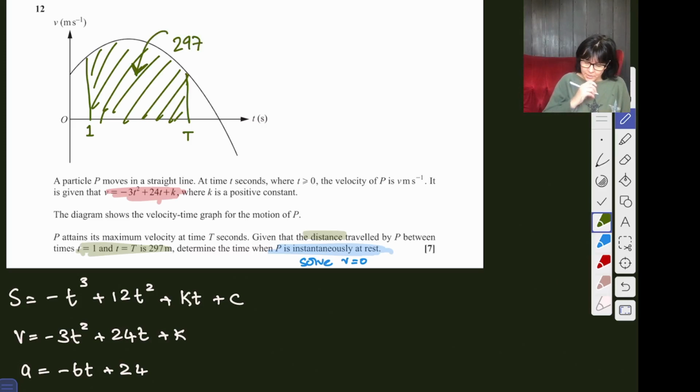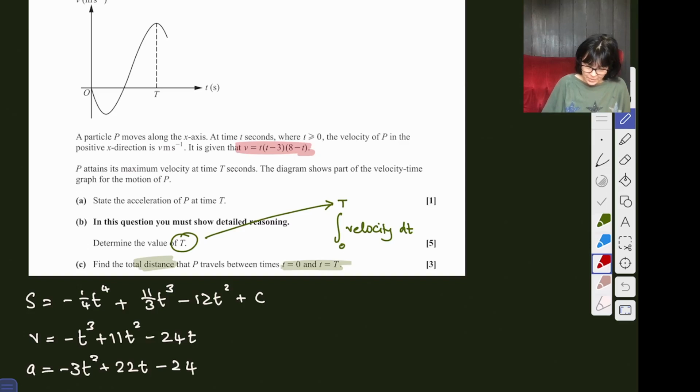Find the time when P is instantaneously at rest, so we're going to try to solve V is 0. Now we do have V, look, so why can't we just put V equal to 0? Because there's a piece of information missing, it's got a K in it. We don't know K. So in order to solve V equals 0, first we have to find K. This is going to be a common theme.